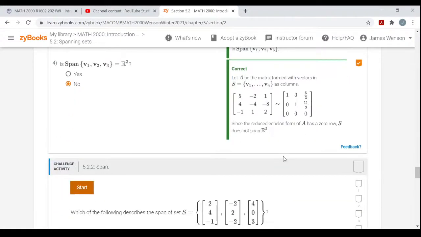And they show that here. Now, if this didn't have a row of zeros, then it would always work, and this would be true. So you gotta be careful. You gotta pay attention.